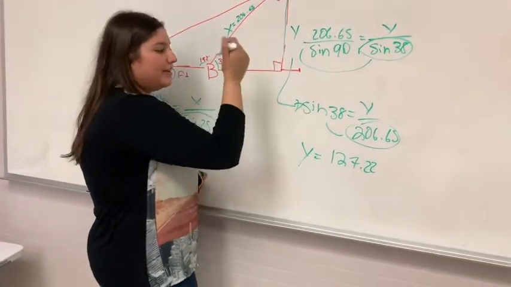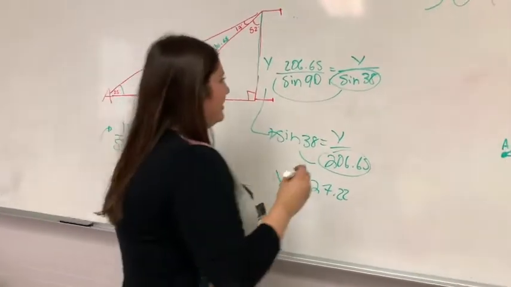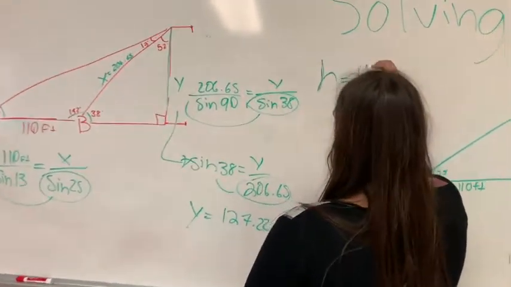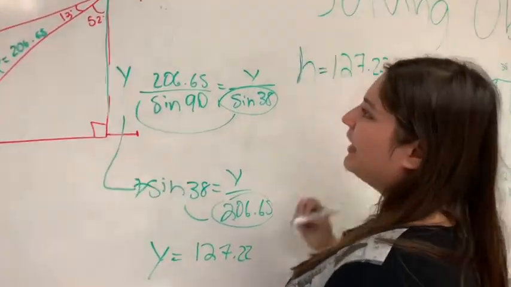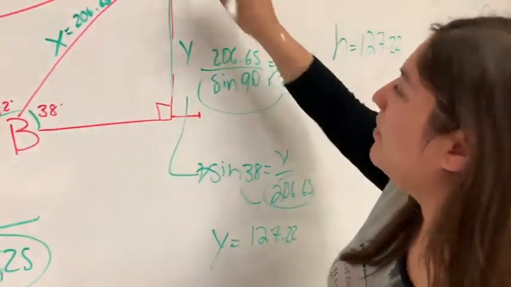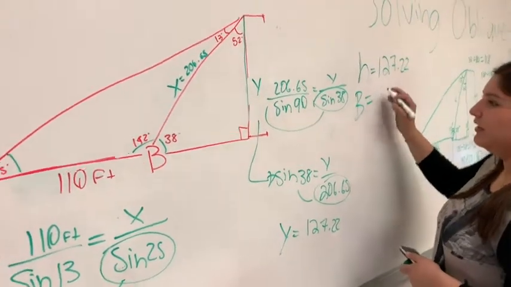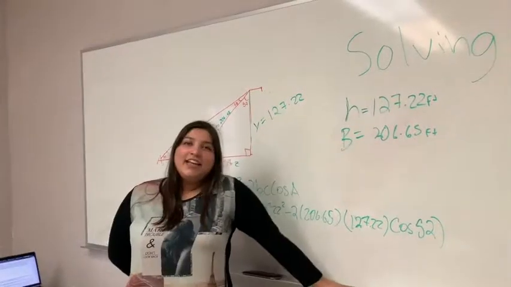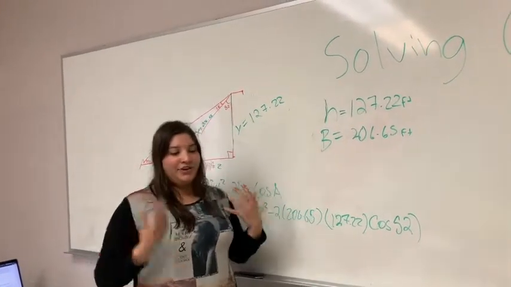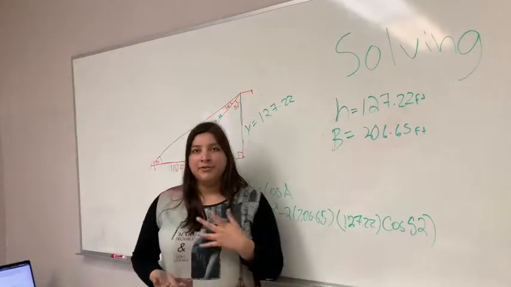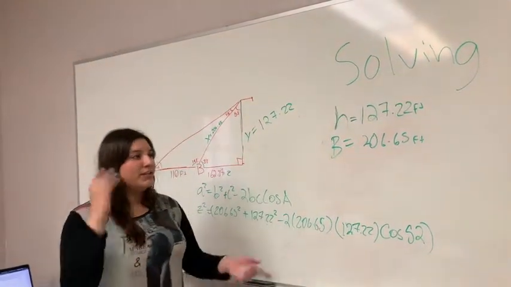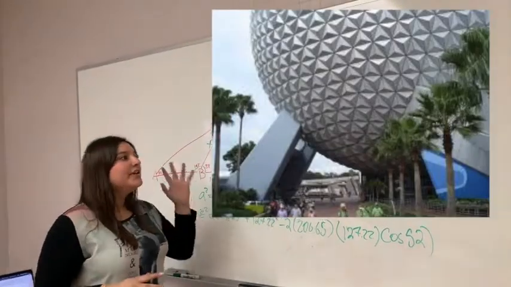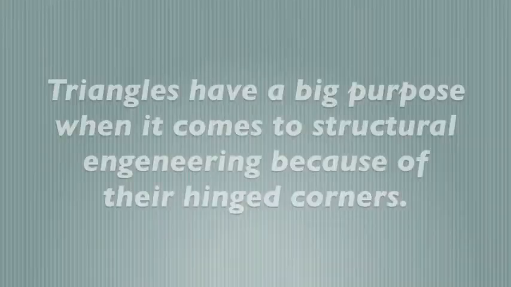Well, now that we have found the missing sides, the problem asked us for the height of the tower, which was our y. The height is 127.22, and the distance from B to the top of the water tower is 206.65 feet. Law of sines, law of cosines, and trigonometric ratios are used in the daily world for every single type of use, especially in architecture or structural engineering, since it involves a lot of triangles.